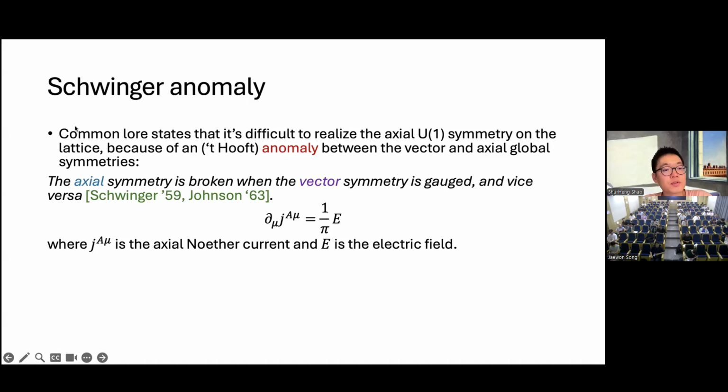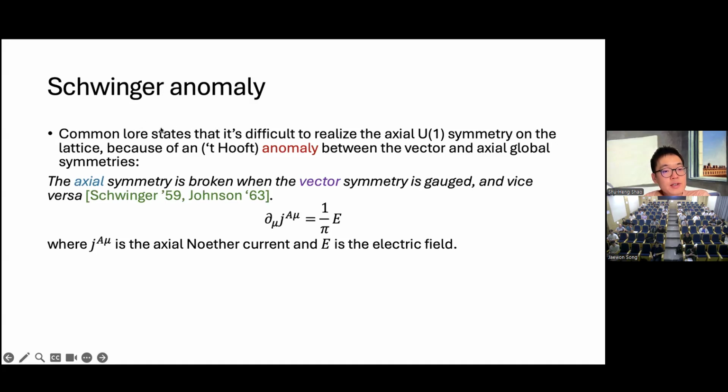Historically, this anomaly was first discussed by Schwinger in 1959, and then there was a very nice paper by Ken Johnson in 1963 that really formulated this phenomenon in the language that we are now familiar with.